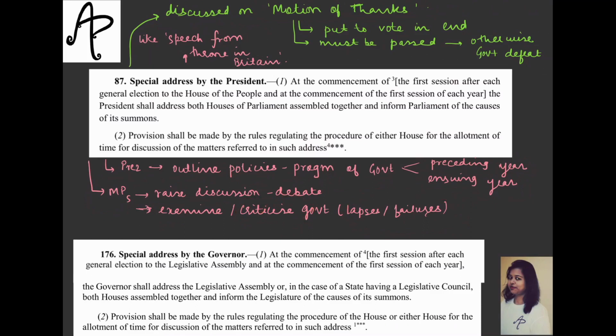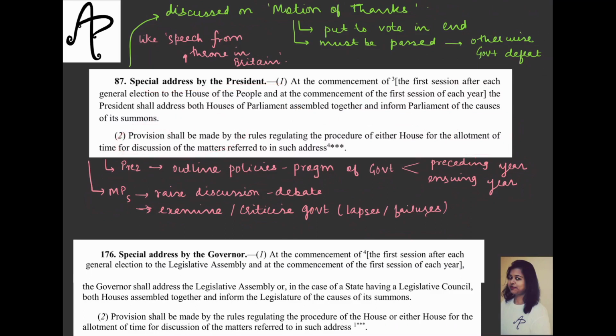Now the entire point here is that it is telling that the provision shall be made by the rules regulating the procedure of either house. Now understand, we have rules of Lok Sabha and rules of Rajya Sabha. Okay, and that will, because not everything is given in the constitution and it cannot be, it has to evolve with time. So whatever rules are given in those rule books, here it is being said that in those rules you will have to make provision for the allotment of time for the discussion of matters. Whatever matter is discussed in this presidential address, you will allot time for its discussion in that rule book.